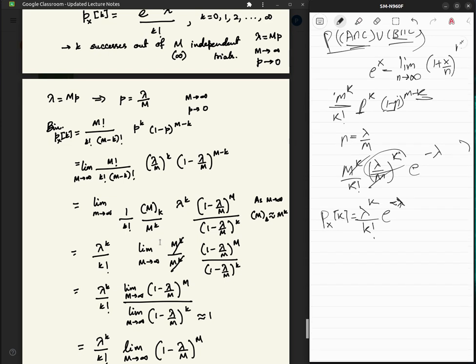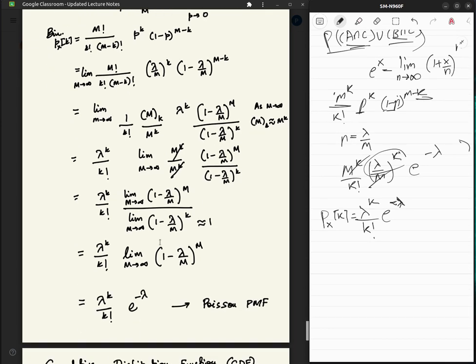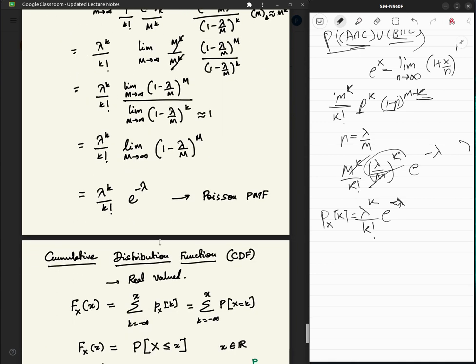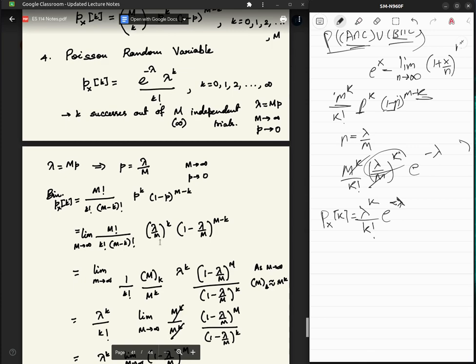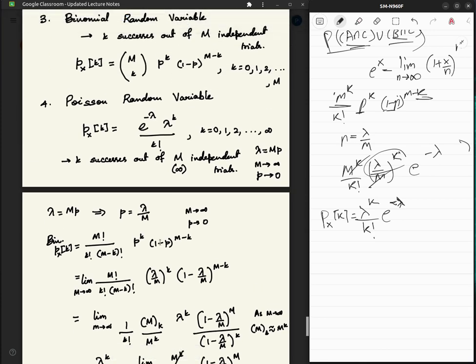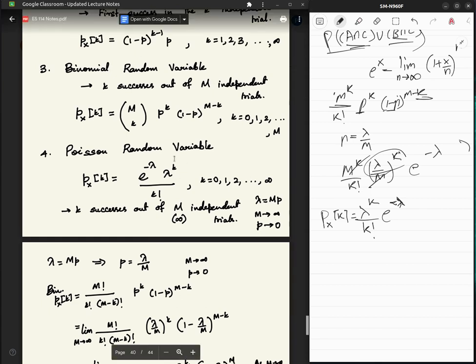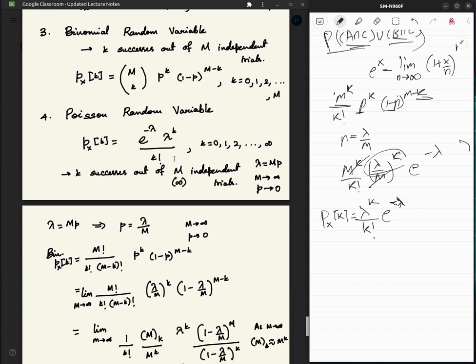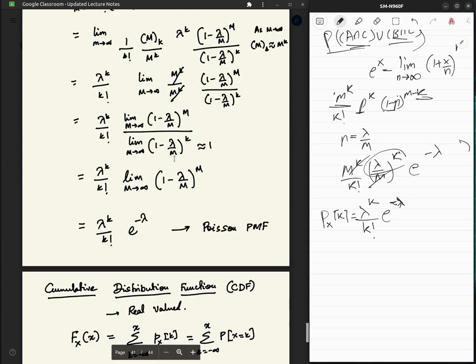Isn't it weird? e pops out everywhere. Even in things like the Boltzmann distribution and all that. I don't know how that happens, but it just happens. Every single time. In thermodynamics, it always happens. So this is the Poisson PMF. So this is basically just the binomial random variable distribution as m approaches infinity. Nothing major, really.